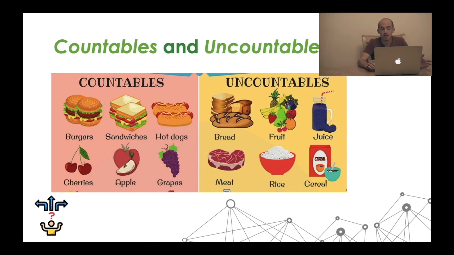First, let's look at some examples of countable and uncountable nouns. For example, burgers, sandwiches, cherries, an apple or apples, grapes, and some uncountables: bread, meat, rice, cereal, juice.